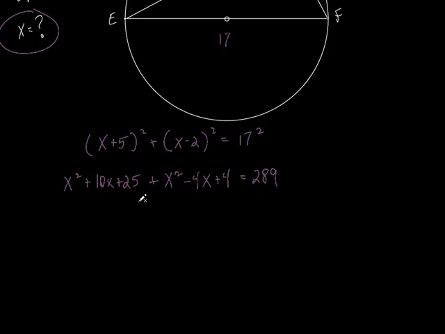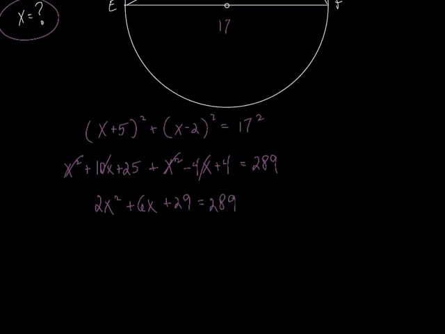Alright, so let's see what we can do here. Let's try to solve for x. I've got x squared plus x squared, which is 2x squared. I like to mark those off once I'm done with them. I got 10x minus 4x, which is plus 6x. Done with those. And then 25 and 4 is 29, equals 289.